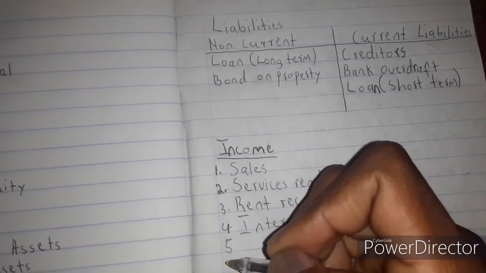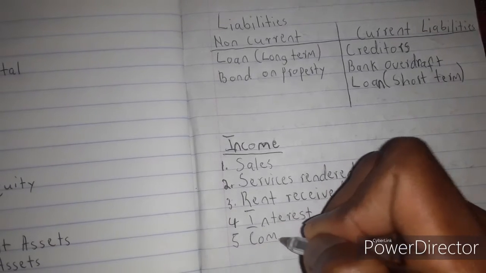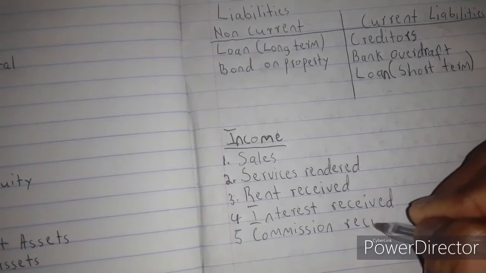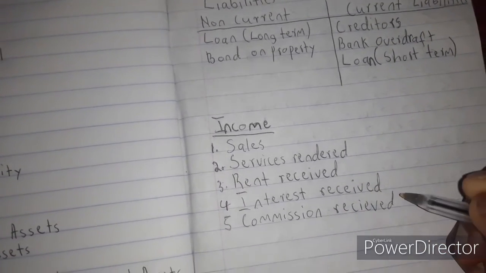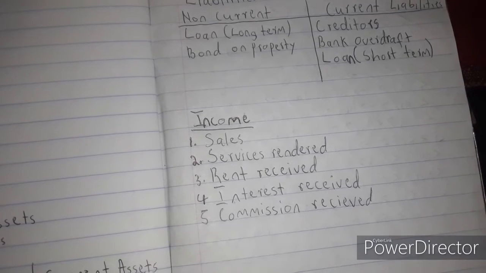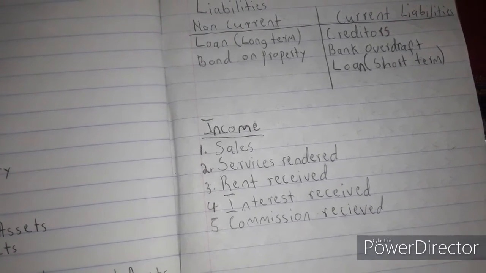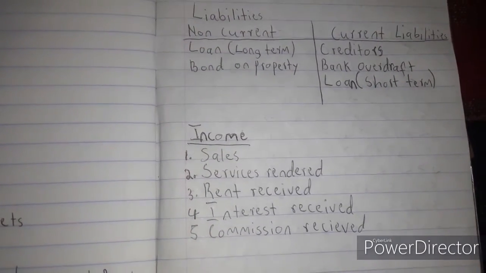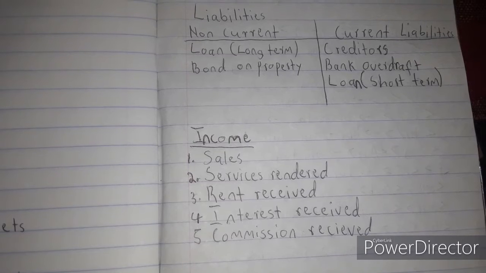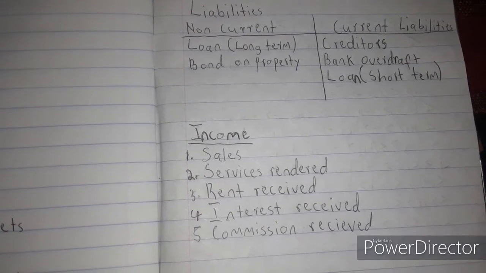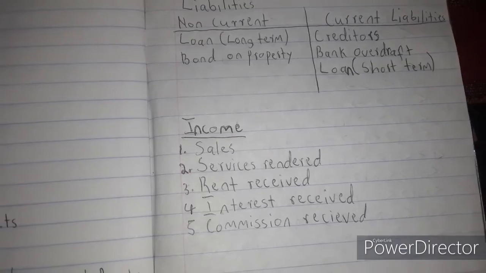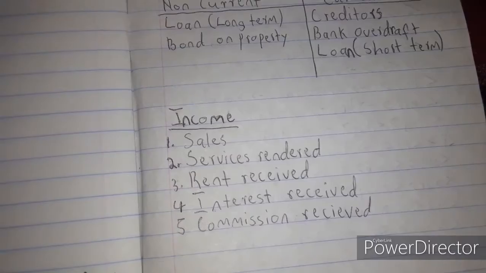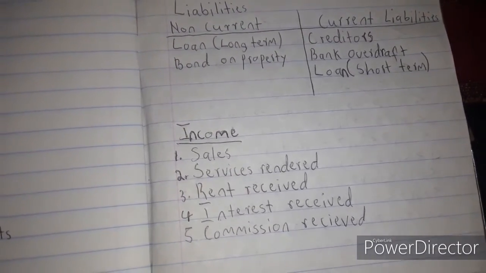Number five, commission received. Commission received is the amount received for selling goods or providing a service on behalf of another business. So that is called commission received. Amount that is received for selling goods or providing a service on behalf of another company or party or business.